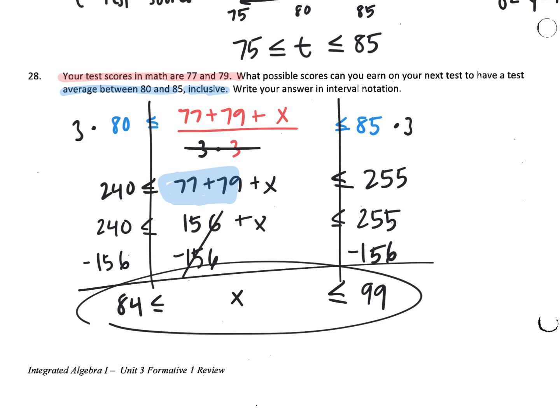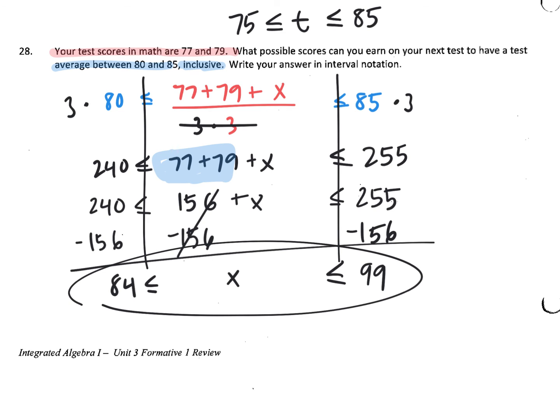And if I were to write that in interval notation, since they both have lines underneath the inequality symbols, I know I'm going to have to use a bracket. So 84 to 99, bracket around both of those. That would be my answer in interval notation.